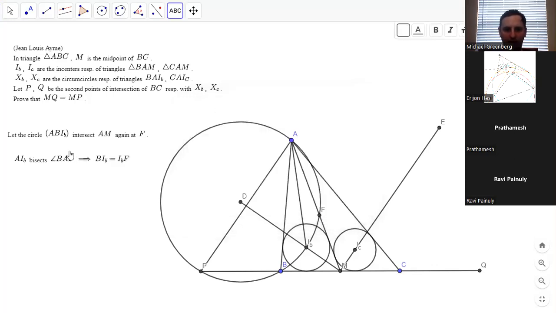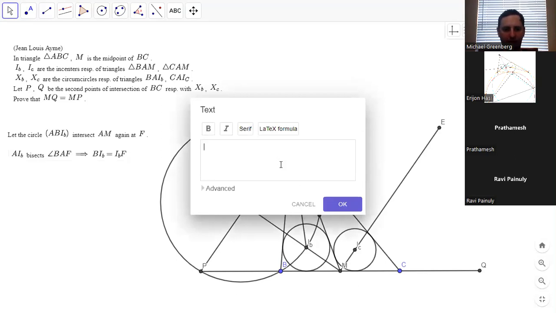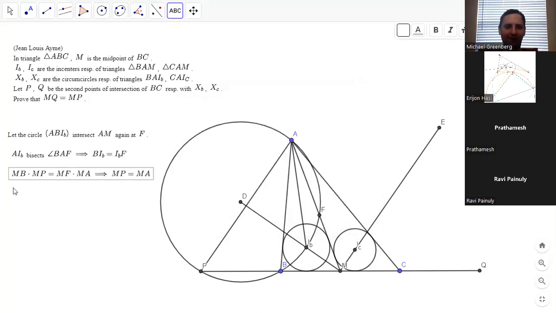And then we also have, so that must mean that MA is equal to MP. Basically just power of a point now, right? It's pretty simple because MB times MP is equal to MF times MA. So that implies MP equals MA. And then similarly, MQ equals MA, so MP equals MQ. That's too easy.